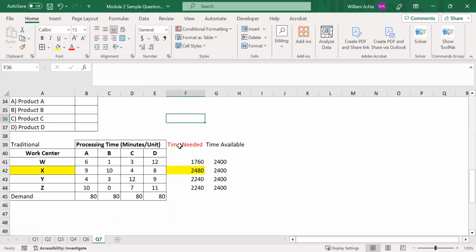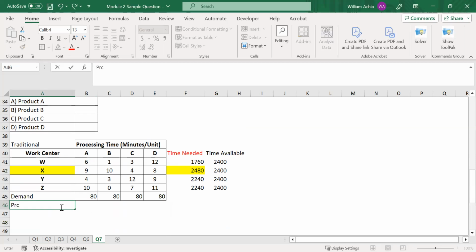So I know how much time I need to make everything here. I now need to figure out which of these 4 products we should make first. To figure that out, I need to know my profit contribution for every product. We have our demand. I need to know the price we're going to be selling this product at, and the total costs or variable costs associated with each product. I then use that to calculate my profit contribution.